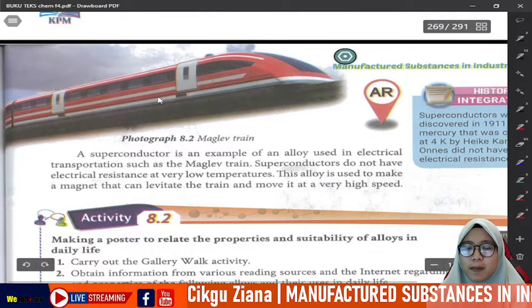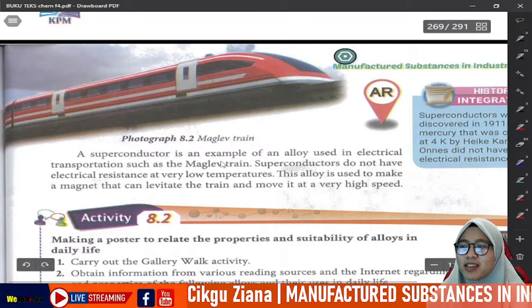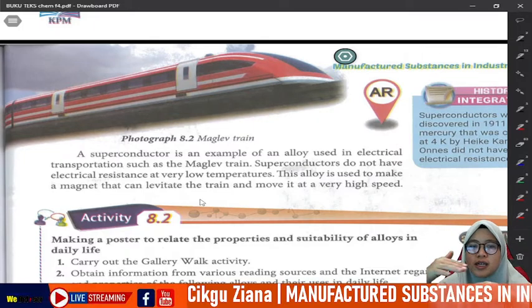Tapi nanti kalau you tengok kat YouTube ada keluar buku teks. So, superconductor do not have electrical resistance at very low temperature. This alloy is used to make the magnet that can levitate the train and move it at very high speed. Landasan dia dengan dia punya bawah train tu diperbuat daripada superconductor. Superconductor ni dia tak ada resistance, zero resistance. So tak ada geseran. Bila tak ada geseran, akan smoothly untuk dia bergerak.